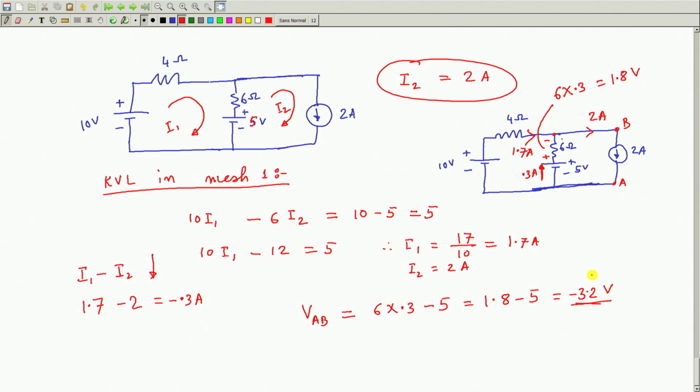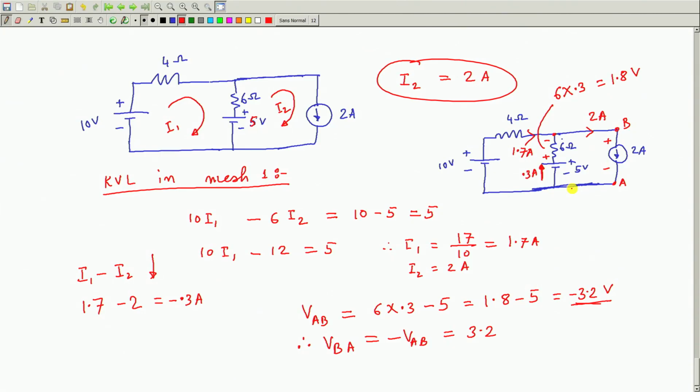So, potential of A with respect to B is minus 3.5 or 3.2 volt, okay. Which means that VBA will always be the negative of VAB, that is 3.2 volt. The voltage drop here will be like this. B is at a higher potential compared to A.